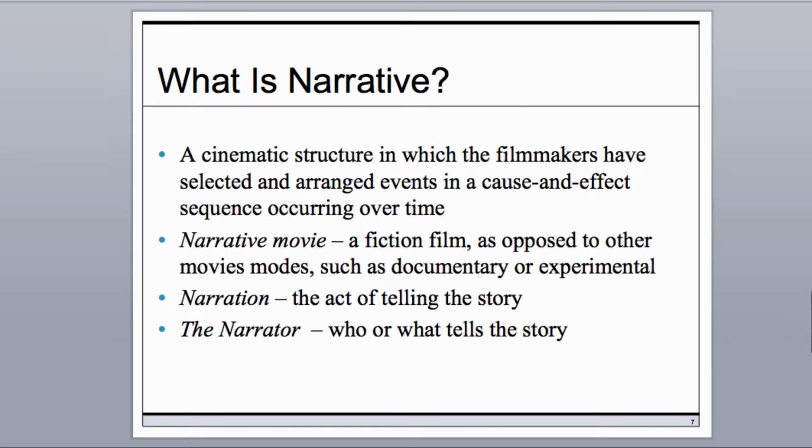And we have different meanings to narrative now. It's the cinematic structure of a film where you have the story line happening, cause and effect, sequences occurring over time, but then there's the narrative movie, which is a fiction film. Narration is the act of telling the story. It can be done from the camera's perspective, or the last term, the narrator, the person or voice that you hear telling the story. And that's what we'll be centering on at first.